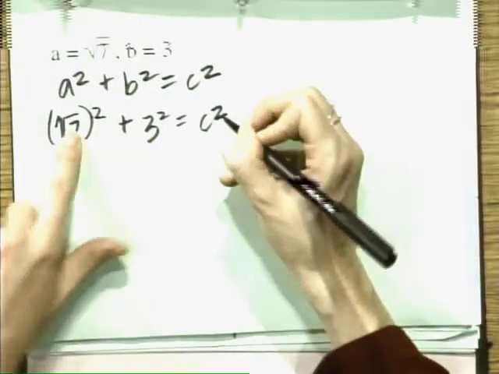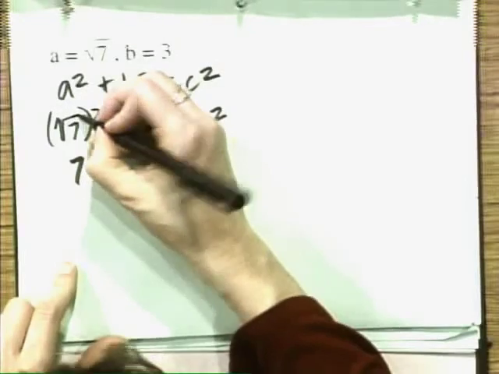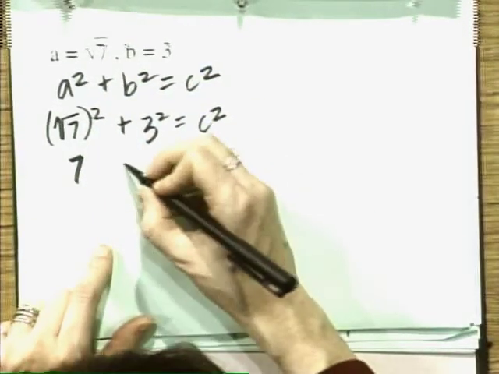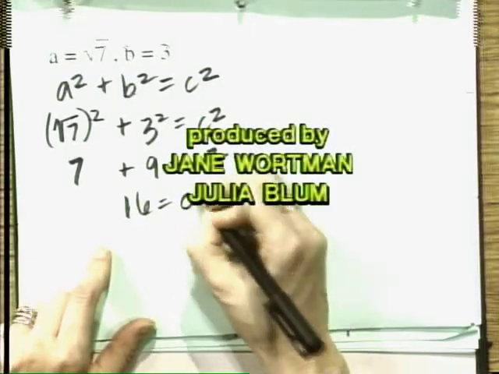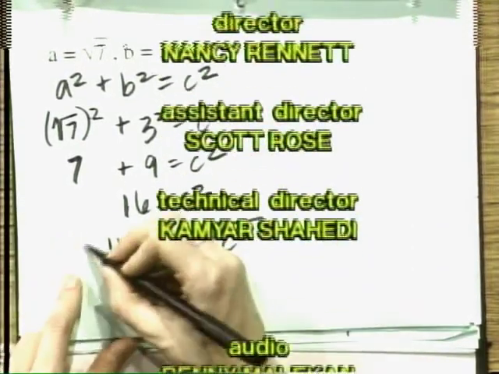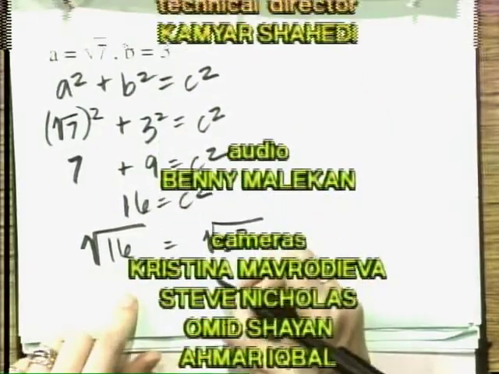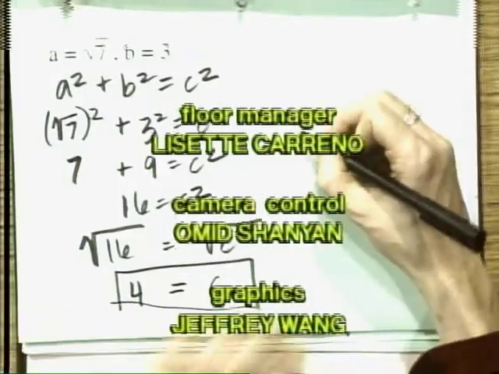All right. These two cancel each other out. They undo each other. There we go. Plus 3 squared is 9. Nice. 16 equals c squared. We're going to have to take the square root of both sides. Normally you'd have to do the plus or minus, and c is 4.